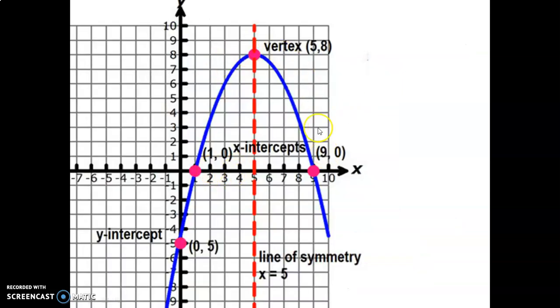Alright, here we have a concave down parabola. It still has a vertex, which is now a maximum. It has two x-intercepts, it has a y-intercept, and a line of symmetry.